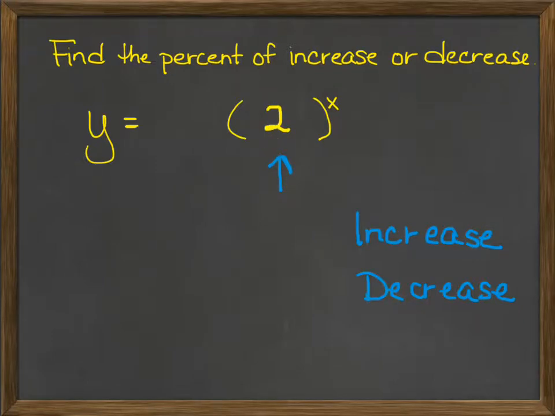Equal to 2. What's the increase? Where'd you start? You started with 1, or 100%. This is a 100% increase. You've gone from 100% to 200%. So you've increased by 100%.